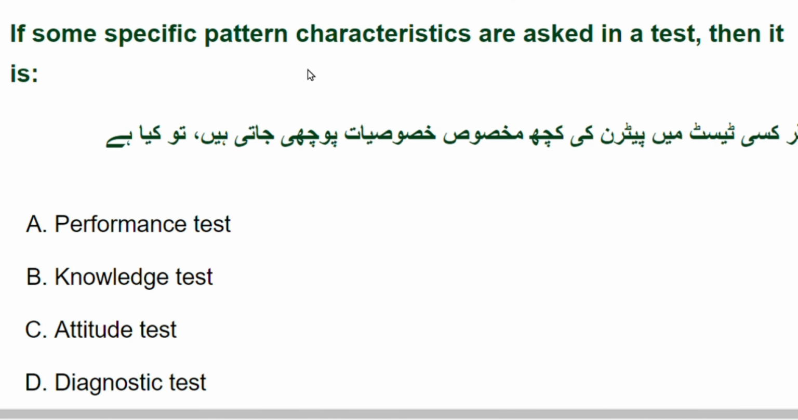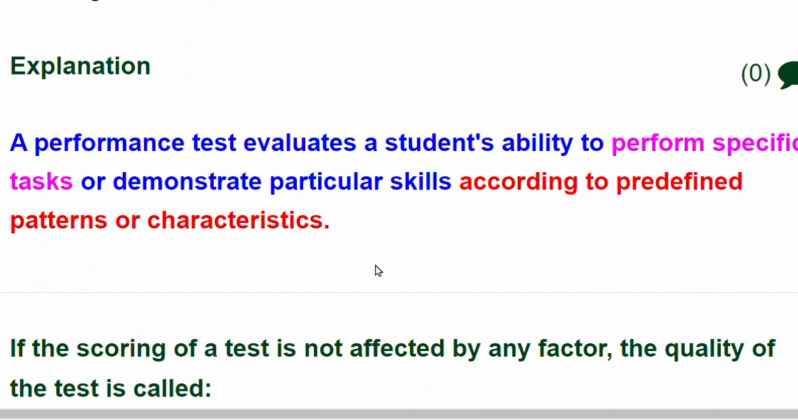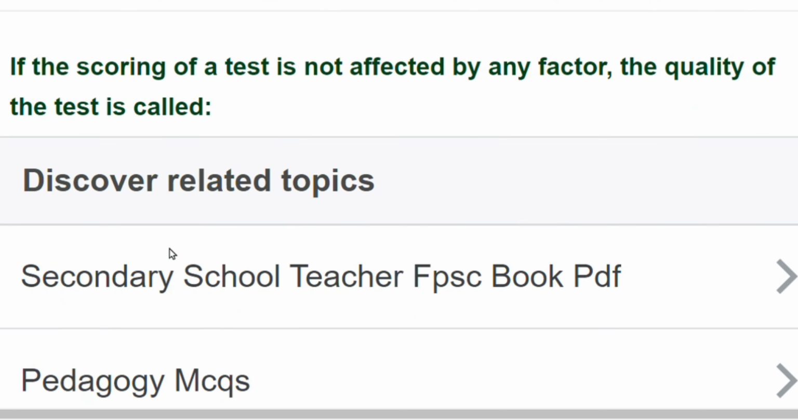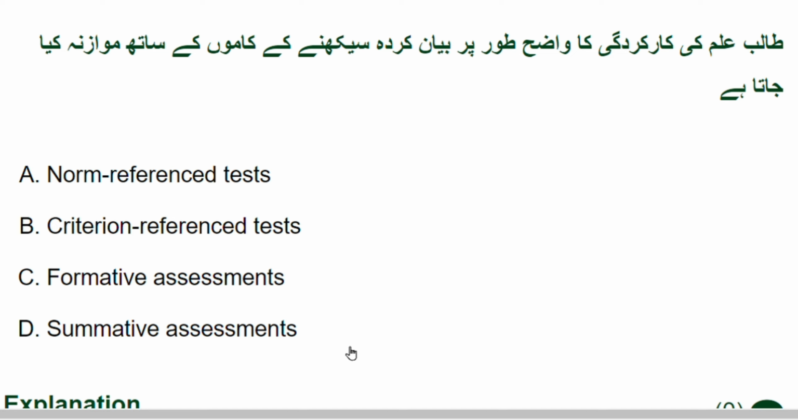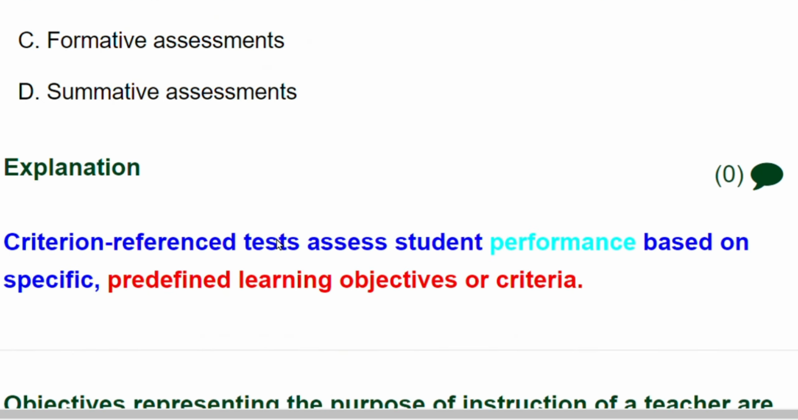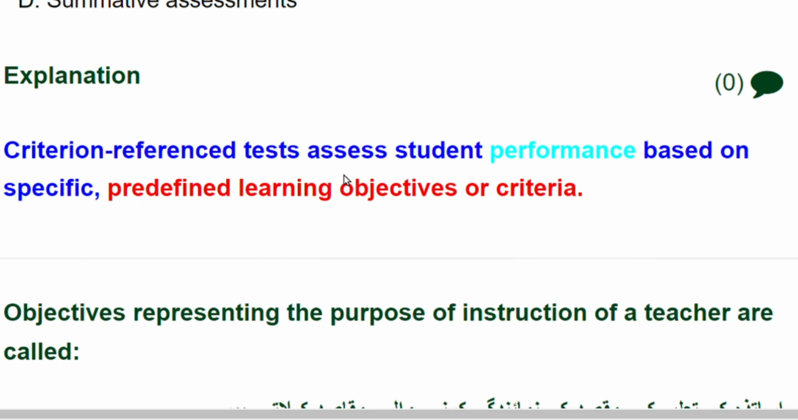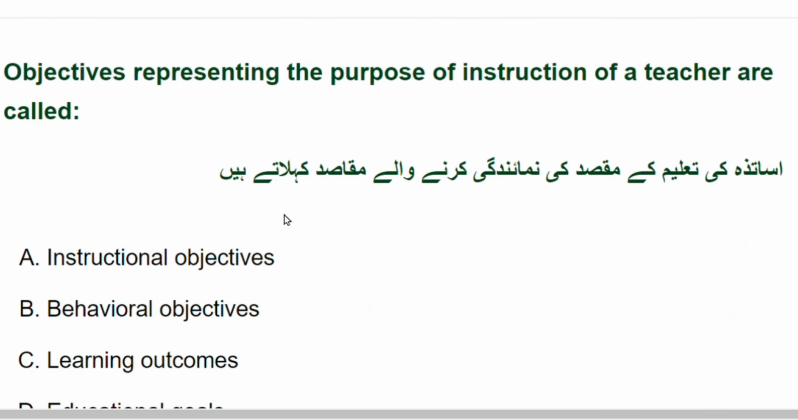If some specific pattern characteristics are asked in the test, then it is a performance test. A performance test evaluates a student's ability to perform specific tasks and demonstrate particular skills according to predefined patterns or characteristics. It is compared with clearly defined learning tasks. Criterion referenced test. Explanation: criterion referenced tests assess students' performance based on specific predefined learning objectives or criteria.